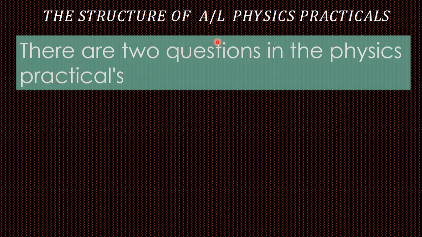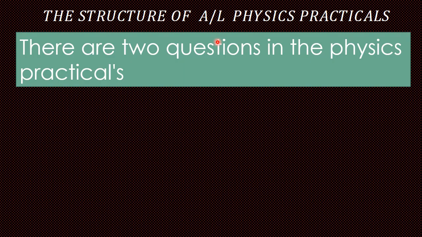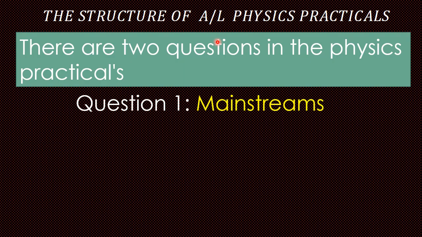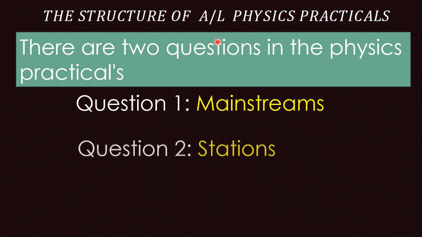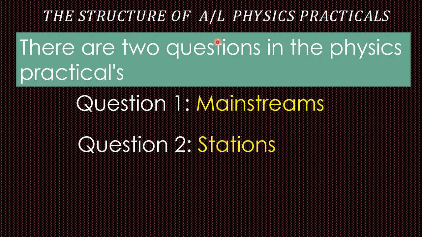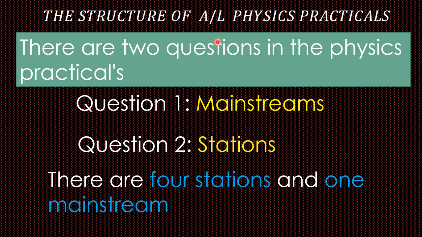Okay friends, before we start, I want us to look at the structure of the A-level physics practicals. Let's just take about 10 seconds or less to look at it. As you all know, there are two questions in the physics practical. We have question 1, which is mainstream, and we have question 2, which is stations. We should know that there are 4 stations and 1 mainstream.